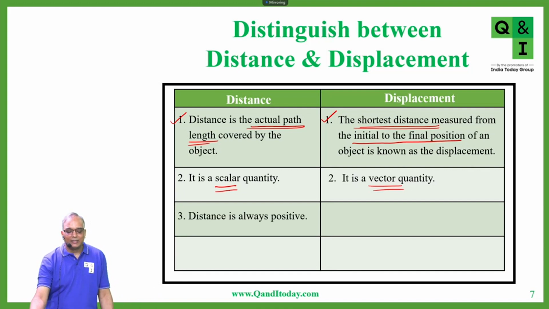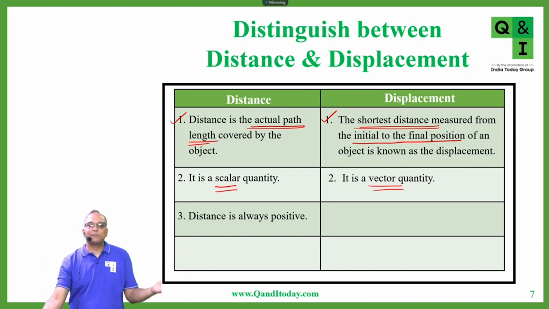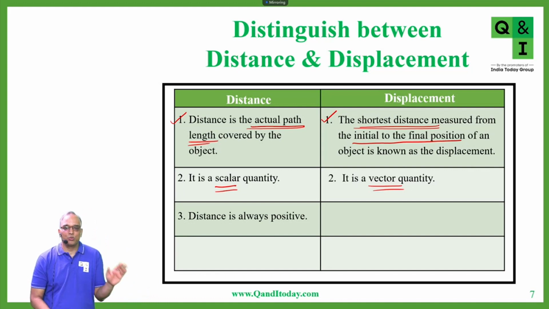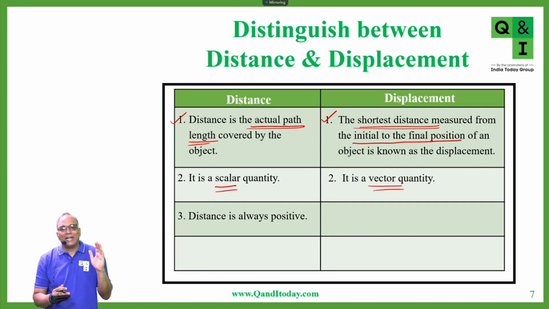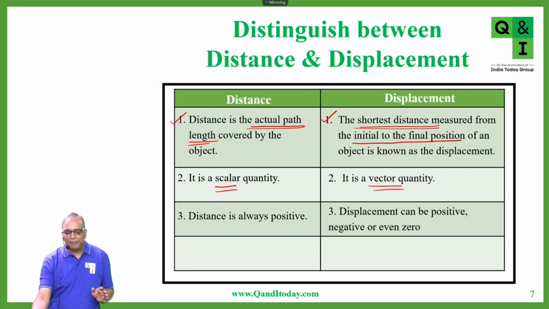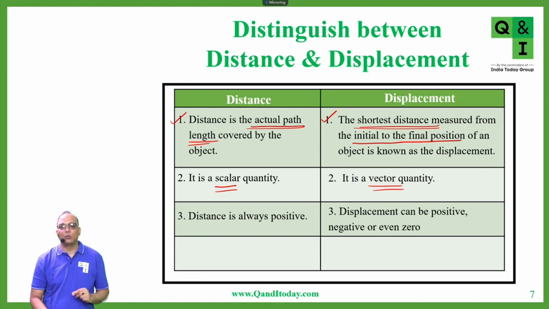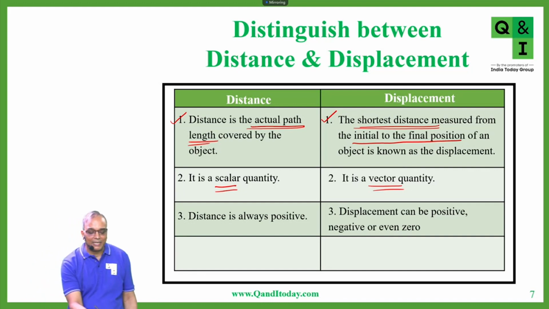Okay. The third difference is that distance is always positive. Whenever a body is in motion, there will be some amount of distance traveled. It would have gone from one point to another. That actual path length which you calculate will always be positive. But displacement can be positive, can be negative, or even zero. How will it be positive, negative, and zero? Let us understand by an example.